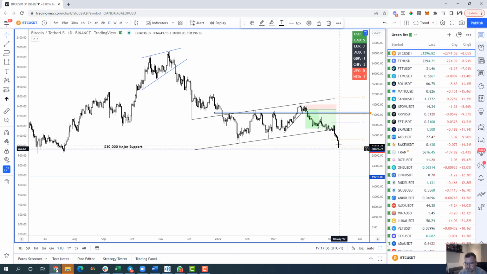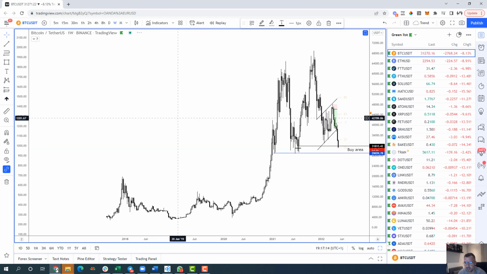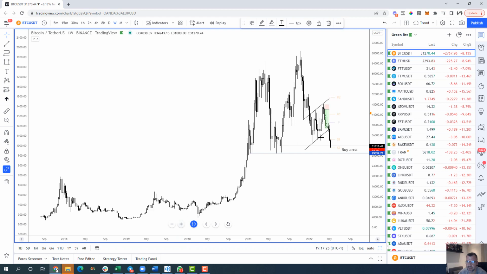Market's broken out. We tested 31,800, which, if I go to the weekly chart, was the lowest weekly close since we go back to December 2020. So that's over here, December 2020. If we look at this candle close here, this was the lowest close since December 2020. Now, what does this mean?